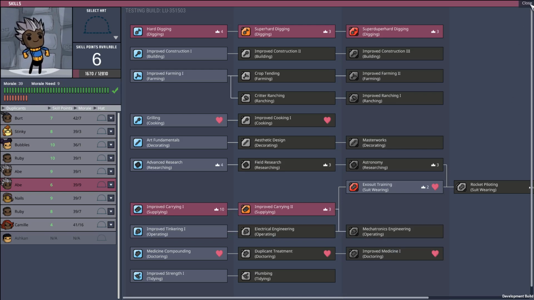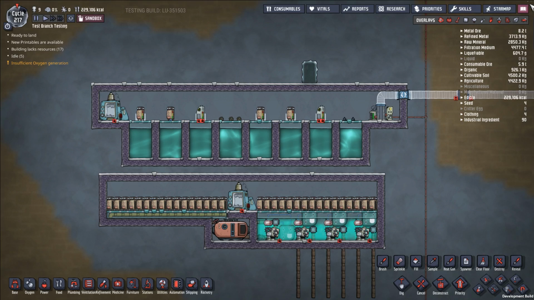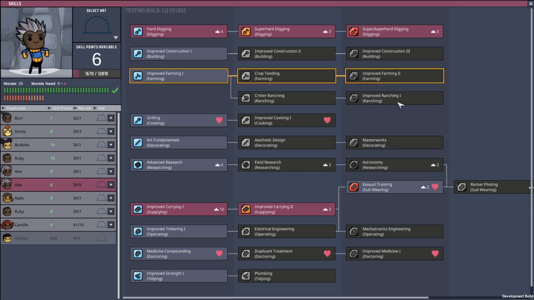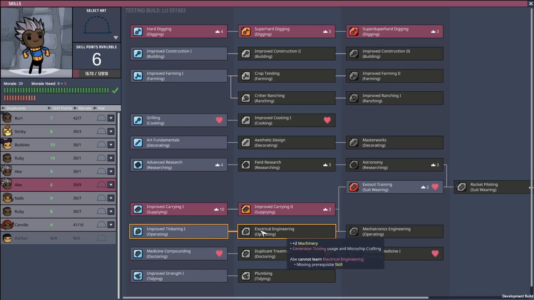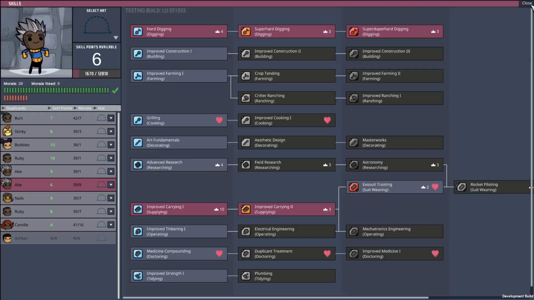And so it really delays when you can get this cooling system online. The earliest you're going to be able to get it online is something like 60 cycles, just because it's going to take you that long to get a single duplicate that can start doing conveyor rail around your base. And you might want to have those original starting duplicates be reserved more towards training to be astronauts, training to be something else. A lot of the skills that you're picking up here, I mean, improved carrying is nice, but improved tinkering and electrical engineering are not really very valuable in a lot of instances. So having a duplicate capable of building conveyor rail is a bit of a headache.